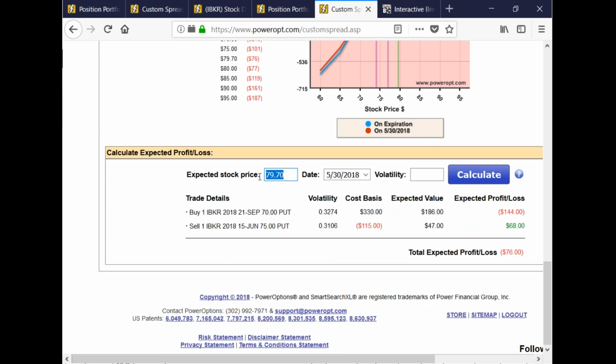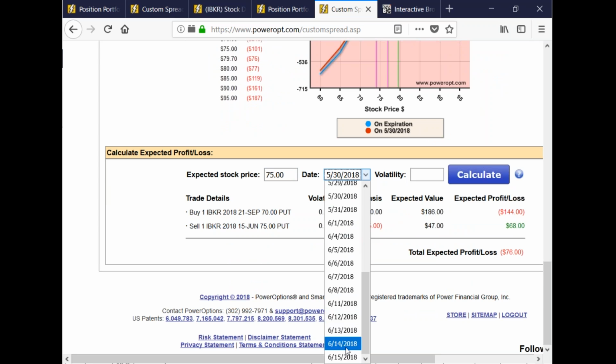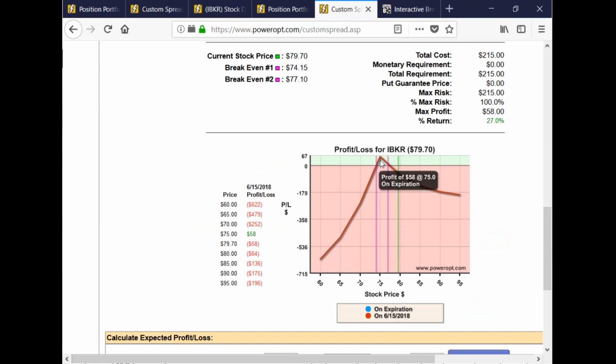Let's take a look. We're going to put our expected stock price at 75. We're going to go to June expiration, the 15th. See here, the expected theoretical value of the 70 put, even if it came back to 75, would be 2.73. You're still at a loss of about 60 cents. But with the diagonal, you'd have a small profit, not what you were hoping for originally.